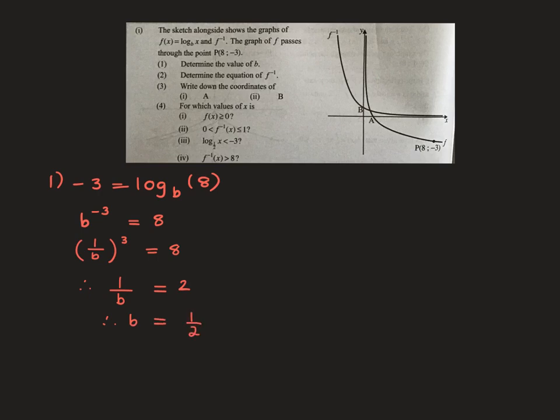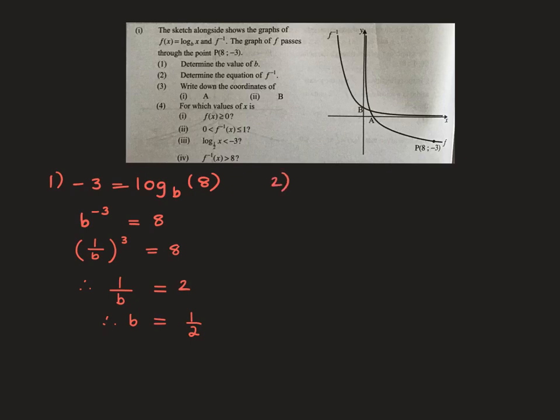Okay, so we're going to sub into our log equation. y equals log base b of x. So negative 3 is equal to log base b of 8. Now let's rewrite this in exponential form. Your base to the power of negative 3 is going to be equal to 8. So I'm going to rewrite this as 1 over b to the power of 3, to make that exponent positive, equal to 8. And now I just cube root both sides. So 1 over b is going to be equal to 2. Therefore b will be equal to a half. That will be the value of b.